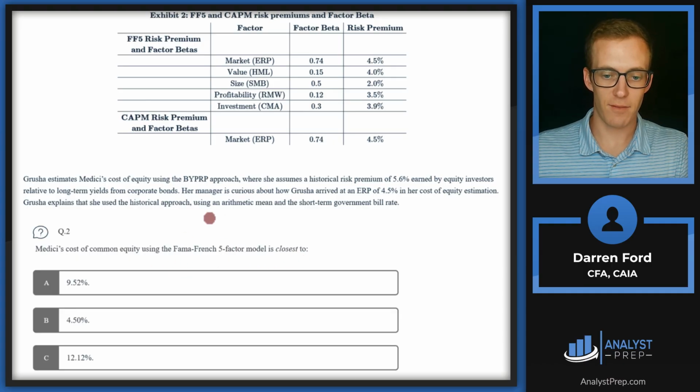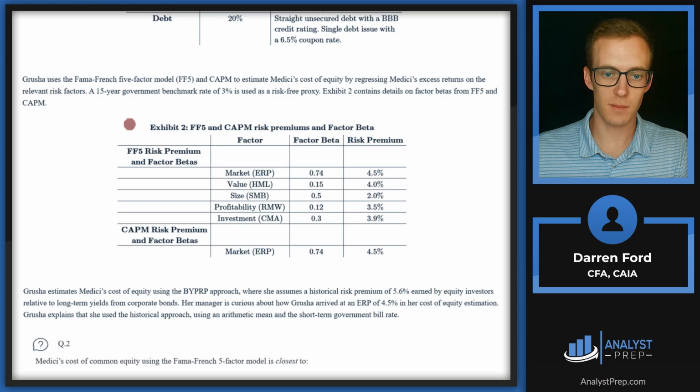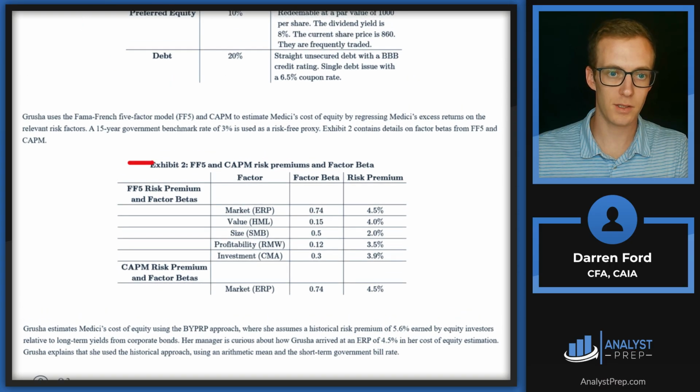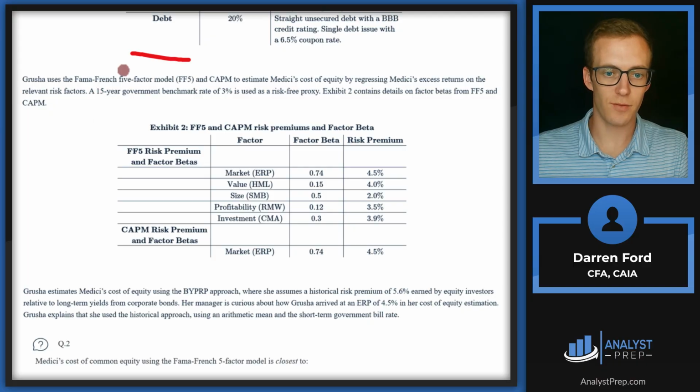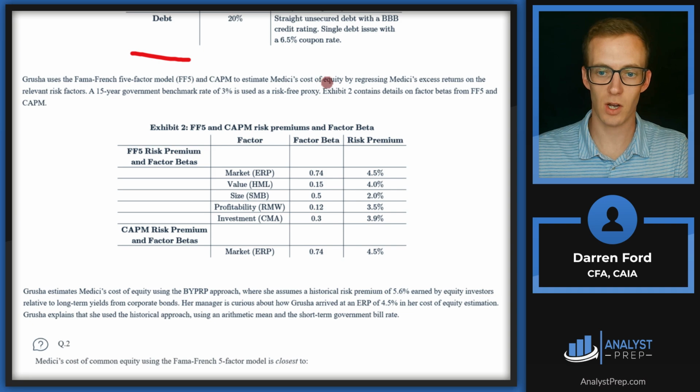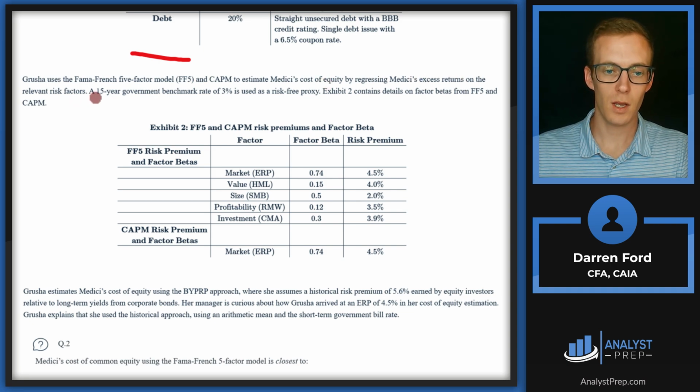So let's read until we get to that 5-factor model info. It looks like it's going to be right here, but let's read this paragraph before we dig into that. We left off right under Exhibit 1. Grusha uses the Fama-French 5-factor model and CAPM to estimate Medici's cost of equity by regressing Medici's excess returns on the relevant risk factors. A 15-year government benchmark rate of 3% is used as a risk-free proxy. Exhibit 2 contains details on factor betas from FF5 and CAPM.